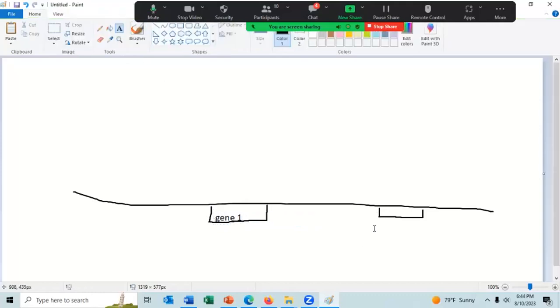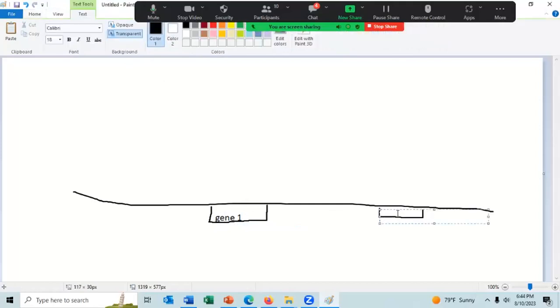So that's gene 1. See if I can get this in here. Probably not. Let's shrink that up a little. Might be able to get that up. There we go.